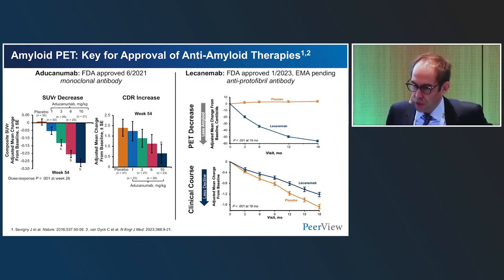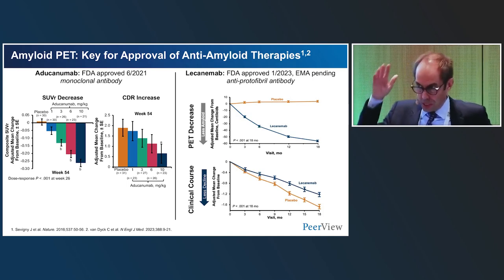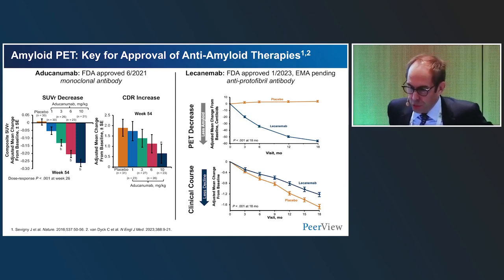On top, you see in orange the placebo. The PET level is the same. The blue curve shows the response to the drug, and you can see that the amyloid levels are clearly decreasing.